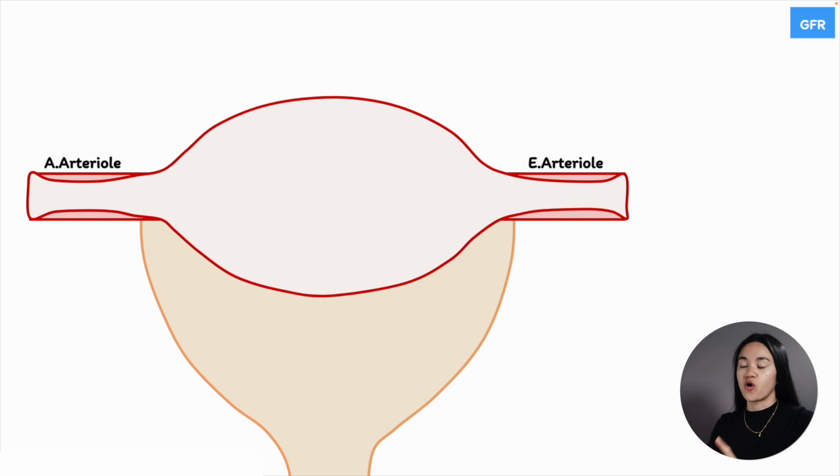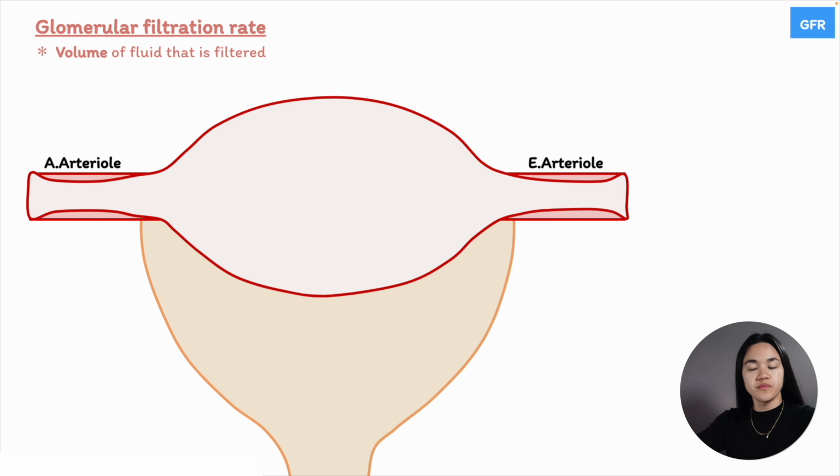Now, the volume or amount of fluid that is filtered from the glomerulus into Bowman space per unit time is known as the glomerular filtration rate, or the GFR. This is the rate at which substances get filtered through the glomerulus every minute. On average, it's 125 milliliters per minute. Now, you're probably thinking, did you pull that number out of thin air? Where did that come from? So let's slow down for a second and break down where we got the 125 milliliters.